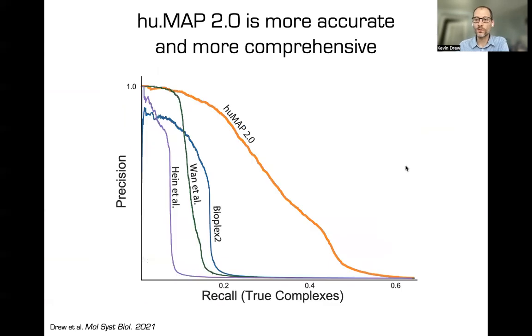One other way we can evaluate the performance of this complex map is something called precision recall analysis. We have a set of true complexes that we leave out from our training data, and we evaluate how well we are at recovering these true complexes. Here we have a curve of hu.MAP 2.0, and we see that we have high precision over a high amount of recall. We push this curve up and to the right as we integrate more and more of our data sets. So we see that we're highly accurate and highly comprehensive.